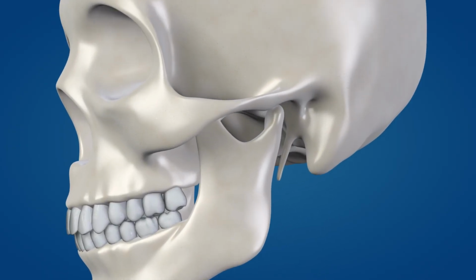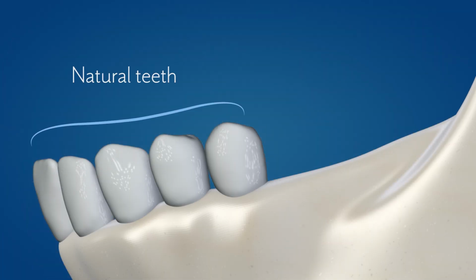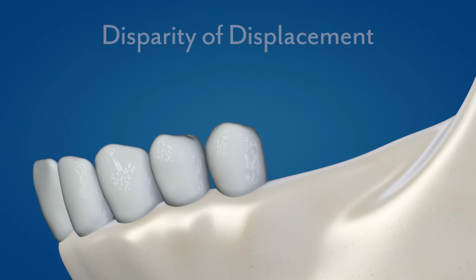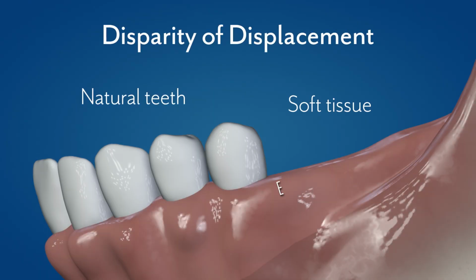To facilitate the discussion, we will refer to a model which includes retained natural teeth and a distal extension base area. One of the great difficulties within such systems involves the disparity in displacement between the natural teeth and the soft tissues which cover the edentulous ridge.